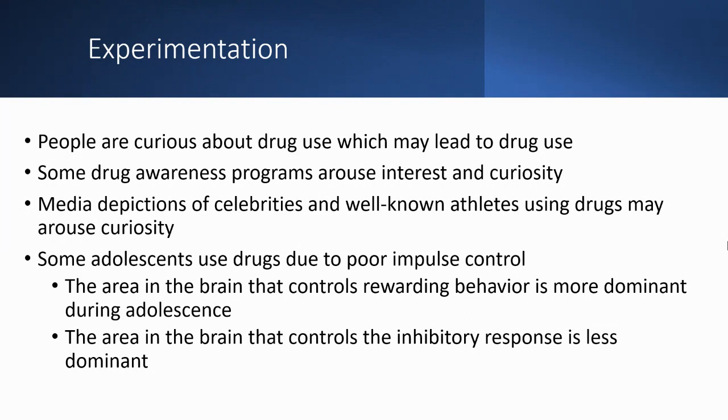And then some adolescents use drugs just due to poor impulse control. The area in the brain that controls rewarding behavior is more dominant during adolescence, and then the brain that controls inhibitory response is less dominant. So the part of the brain that tells you not to do something that may be bad is not as dominant during adolescence. It takes until your early 20s for that to fully develop. So these are two bad things going on with your brain during adolescence that make you more vulnerable to drugs.